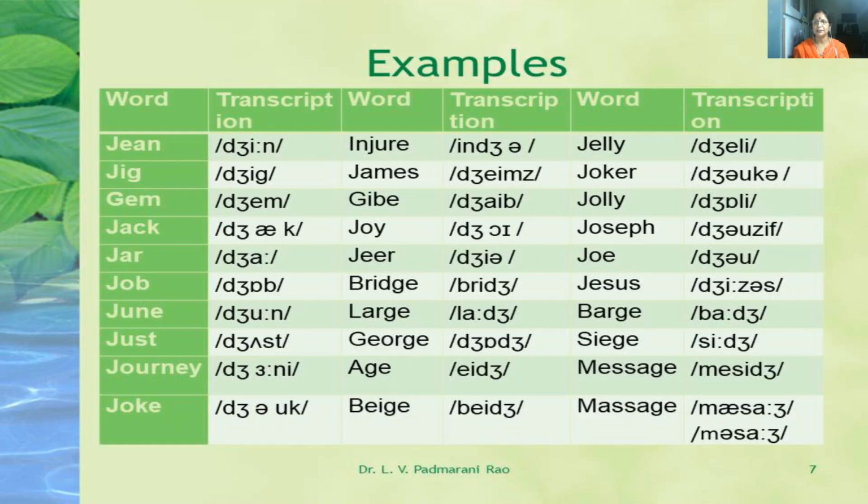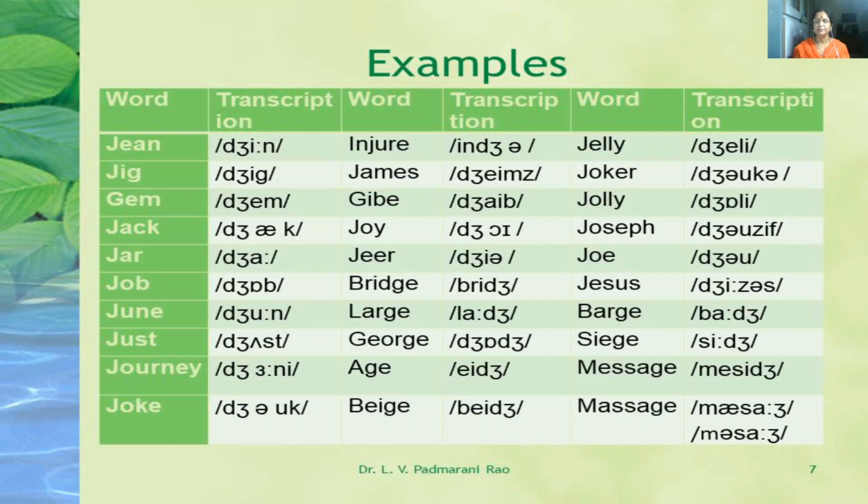I-N-J-U-R-E, injure. J-A-M-E-S, James, the diphthongs begin. J-I-B-E, jibe. J-O-Y, joy. J-E-E-R, jeer. B-R-I-D-G-E, bridge. L-A-R-G-E, large. G-E-O-R-G-E, George. A-G-E, age. B-E-I-G-E, beige.